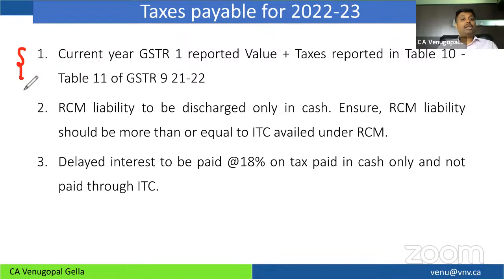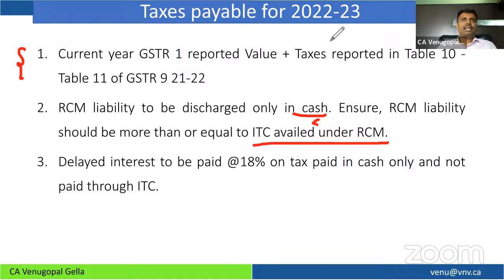But if you have an accumulated ITC and you are reporting and adjusting all the liability in 3.1A, that means you have not discharged the reverse charge liability. It is mandatory that the reverse charge liability be discharged in cash only. You have to ensure it is in cash and check that the ITC that you have availed under RCM should be lower than or equal to the liability that you have discharged.